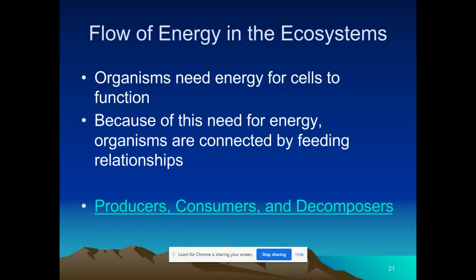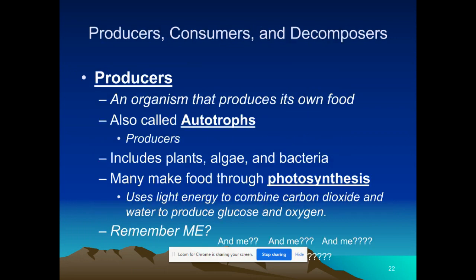Okay, the third section we're talking about is the flow of energy in the ecosystem. We all know that we need energy for our cells to function. And we eat food for that. Because there's a need for energy, organisms are connected by feeding relationships. As you know, with the video right here, I think you can click on producers, consumers, and decomposers.